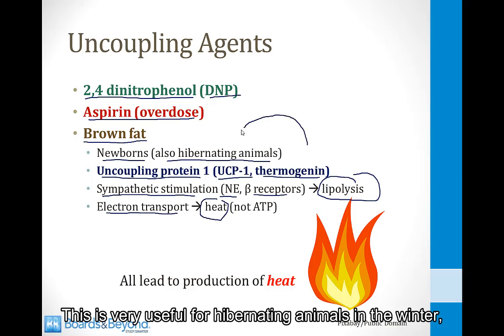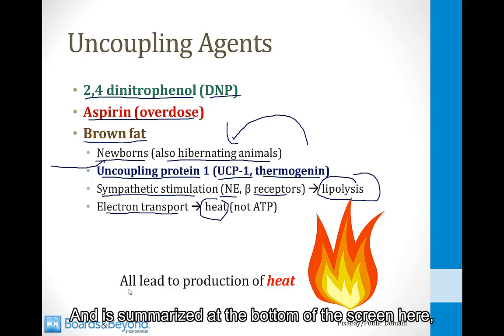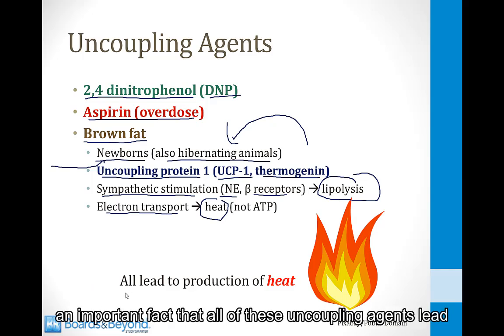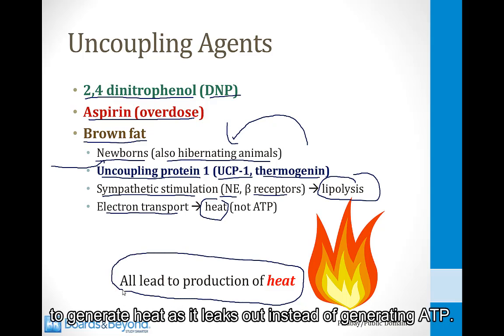This is very useful for hibernating animals in the winter. And as I said before, this is present in a small degree in newborns, but will resolve as the child grows up. And I summarized at the bottom of the screen here an important fact that all of these uncoupling agents lead to the production of heat because that energy in the form of protons is being used to generate heat as it leaks out instead of generating ATP.